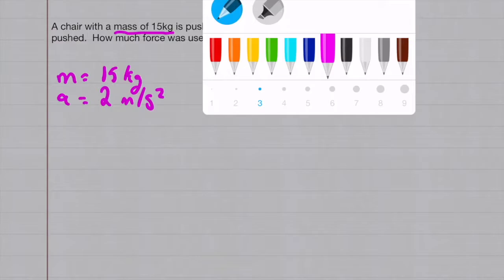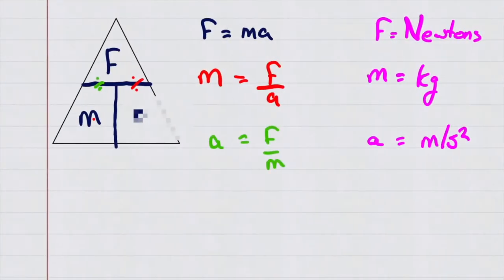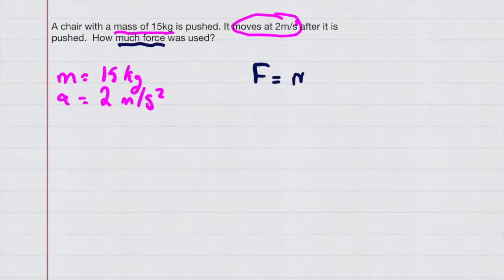How much force is being applied, or how much force was used? So we do know that we have to calculate our force. And if I take a look at my force triangle, I get force is equal to mass times acceleration. So if we go back to my question here, I get mass multiplied by my acceleration.